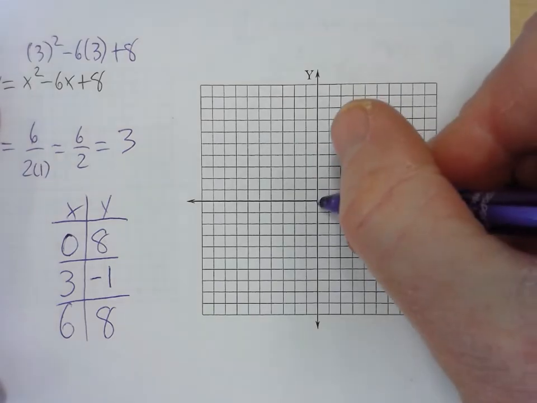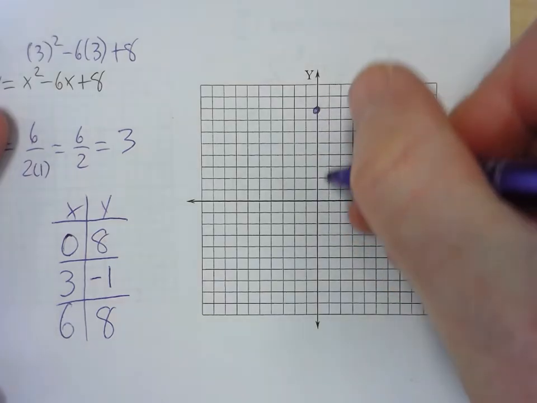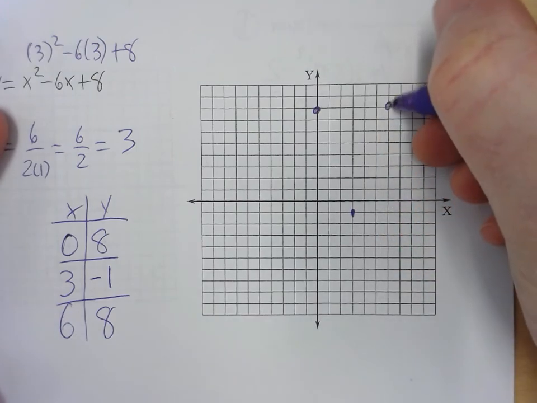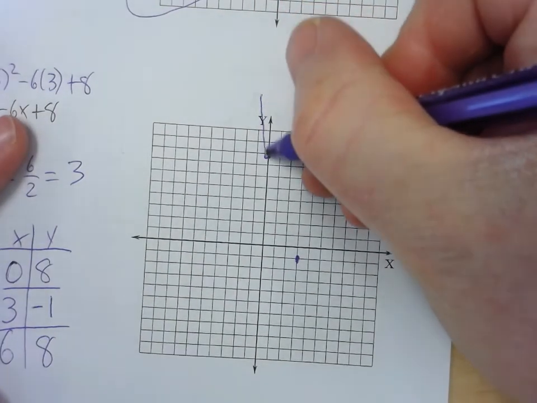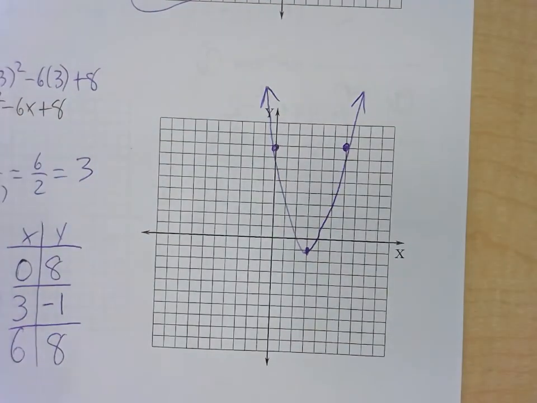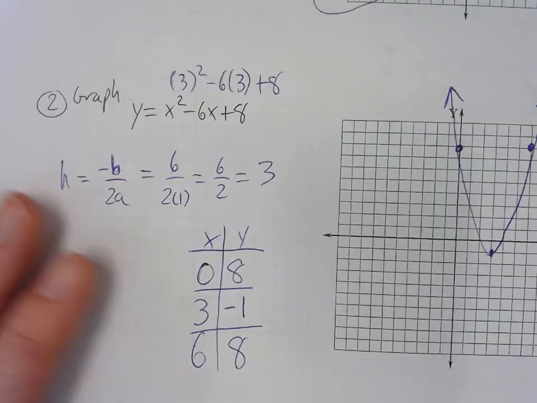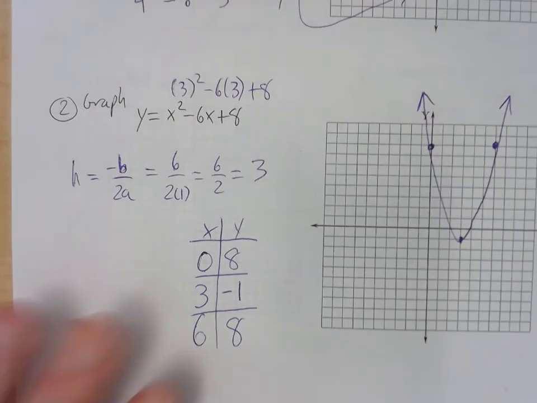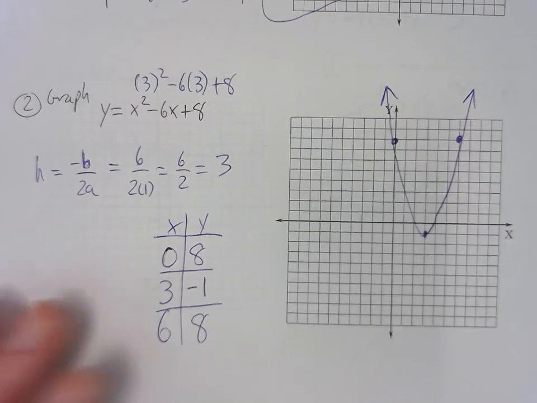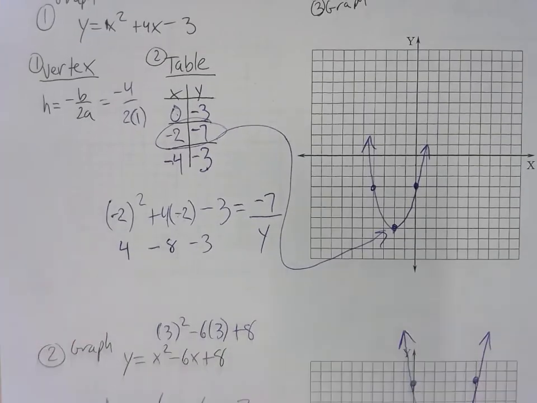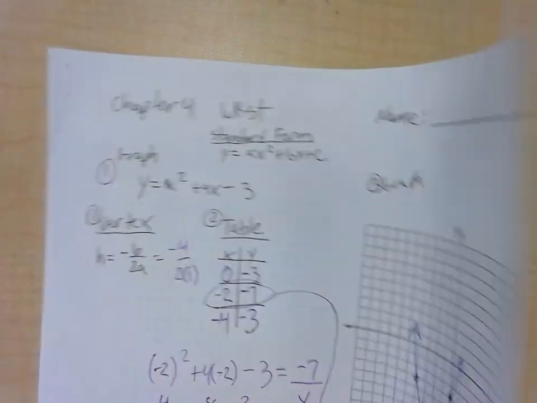So 0, 8 is my parabola. So I go up 8, which is there. 3, negative 1, which is here. 6, up 8. There we go. So there's the two problems done in standard form. Now we're going to go to vertex form.